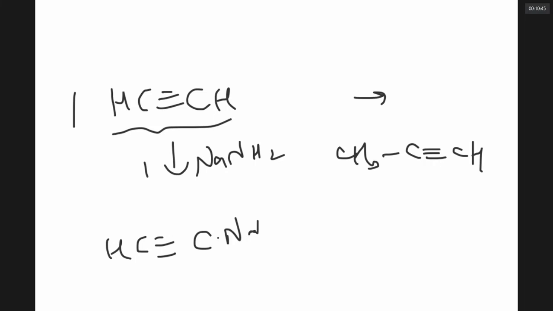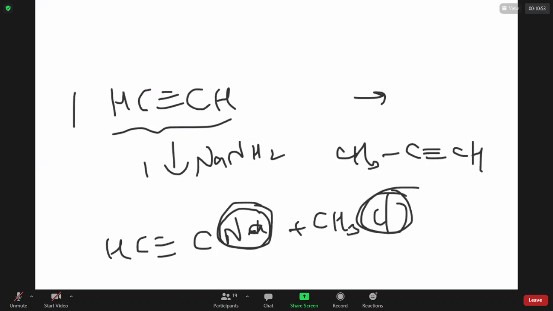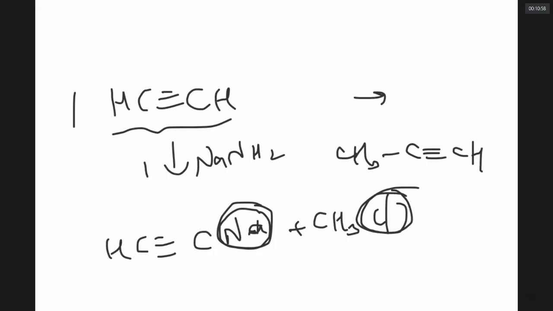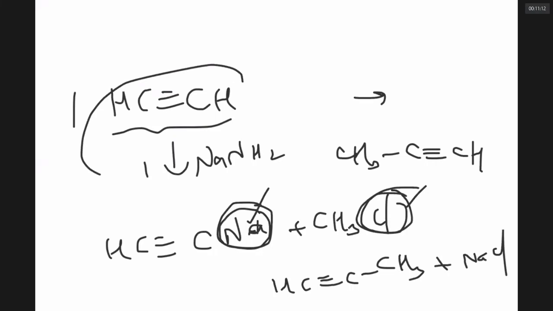When this sodium acetylide is added with methyl chloride, always the sodium and chlorine, like hero and heroine, want to go to a park privately, where they get precipitated or separated. You will be getting HC≡C-CH3 plus NaCl. Are we very clear, sir? This way you can convert ethyne into propyne.